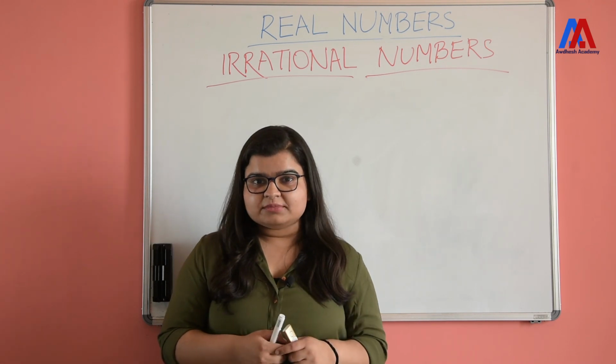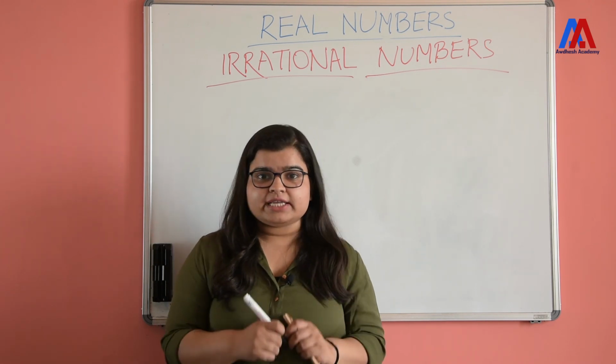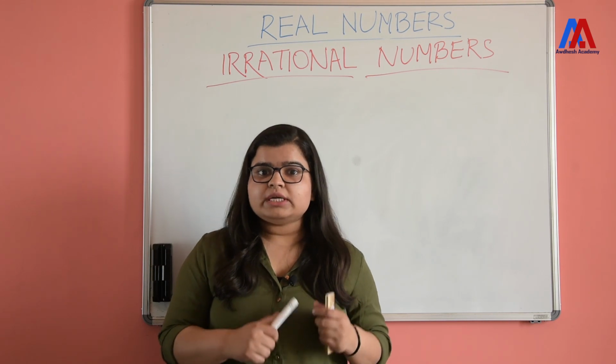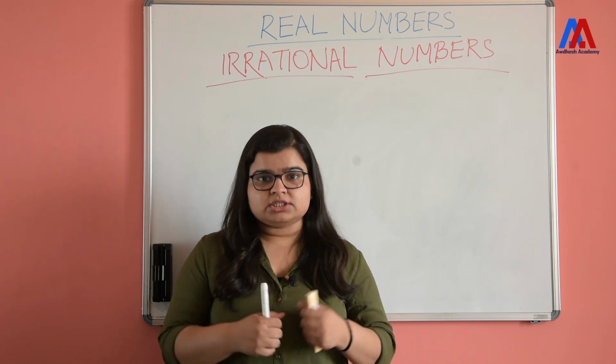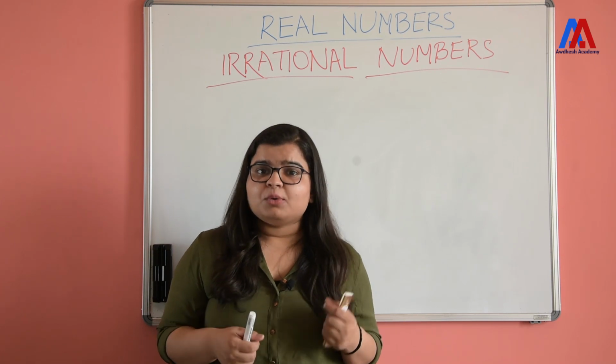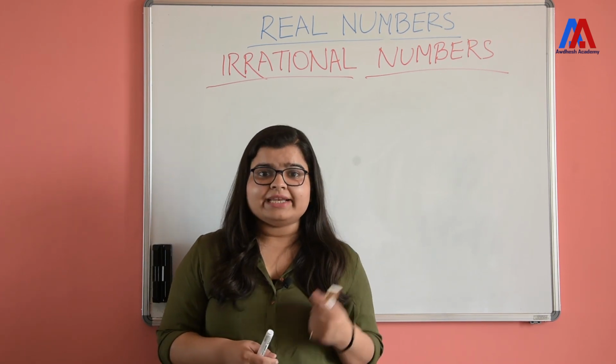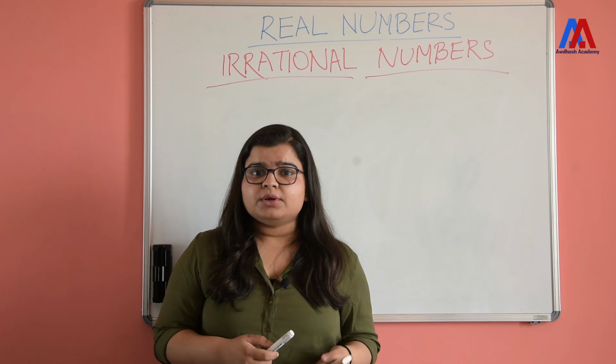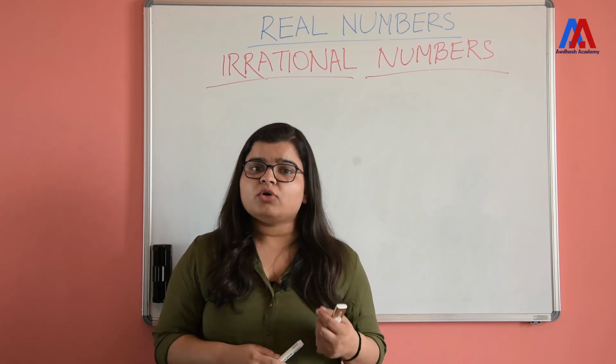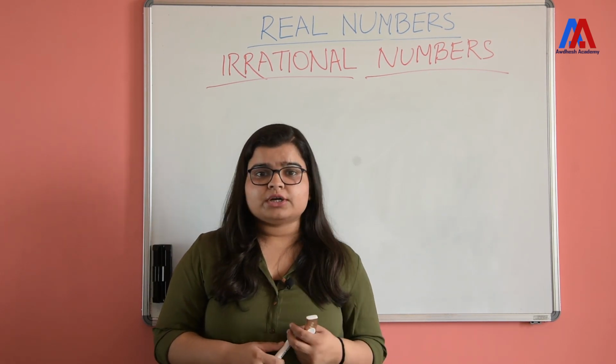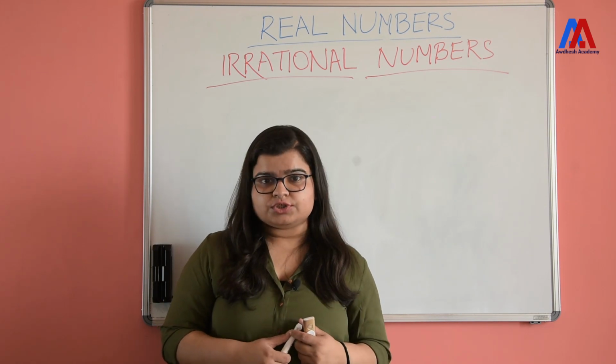We are on real numbers and this is our last video lesson of this topic. Today we are going to discuss irrational numbers. Let's quickly recap what an irrational number is. An irrational number is a number which cannot be represented in the form of p by q, where p and q are co-prime and q is not equal to 0.